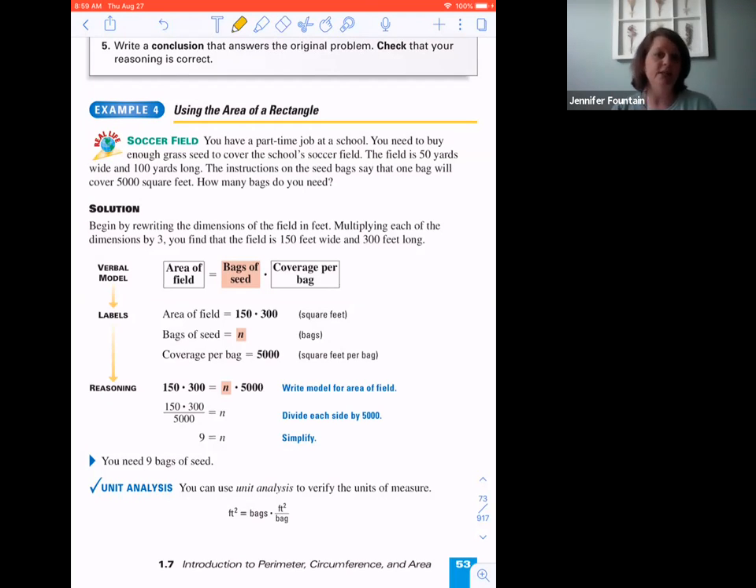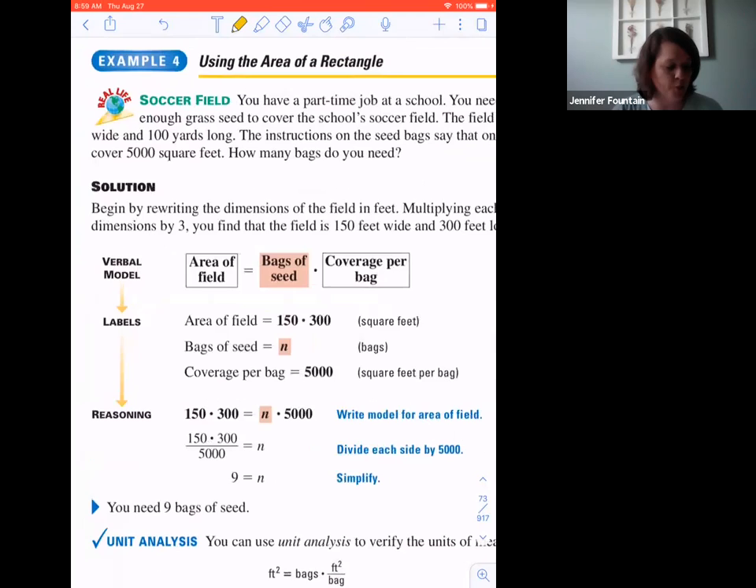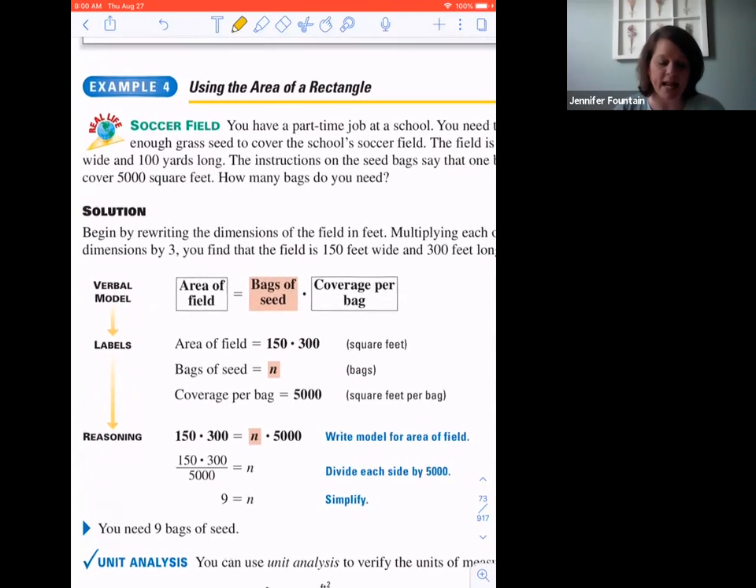One thing, though, that popped out in my head as I was reading that was my field is measured by yards and my seeds are covered by square feet. So now I've got 2 different unit measurements here. So just by reading the problem, I'm dissecting immediately, what do I know from this problem? What do I need to know? Okay. So you can see here, they said, okay, here's my verbal model. So you could either write it out, think it out, whatever.